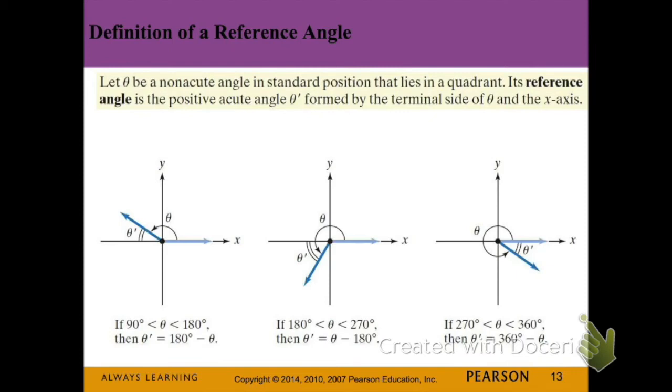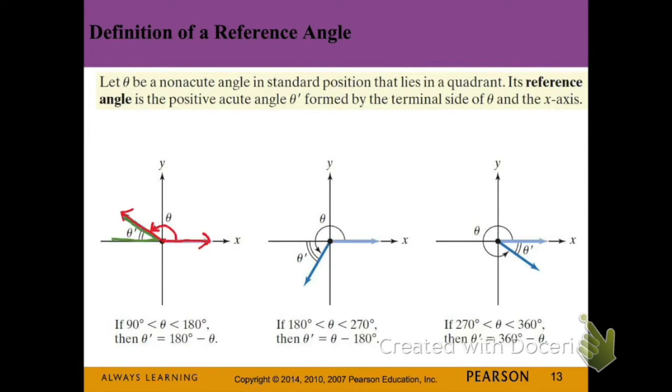Definition of a reference angle. Let theta be a non-acute angle in standard position that lies in a quadrant. Its reference angle is the positive acute angle, theta prime, formed by the terminal side of theta and the x-axis.